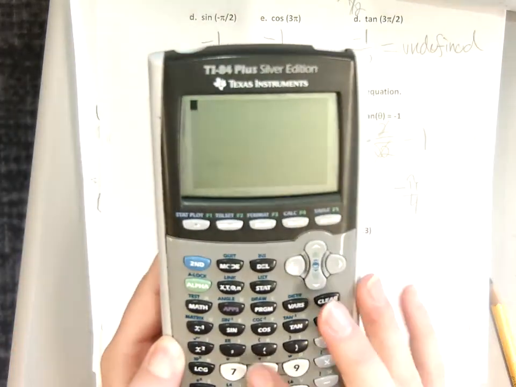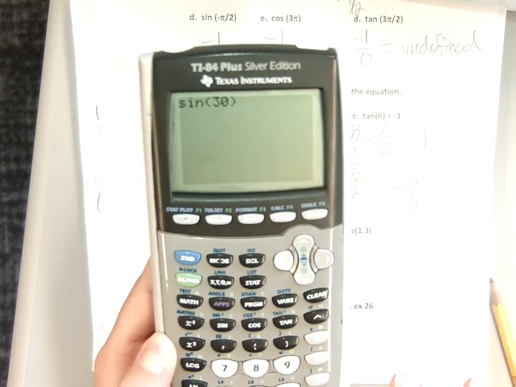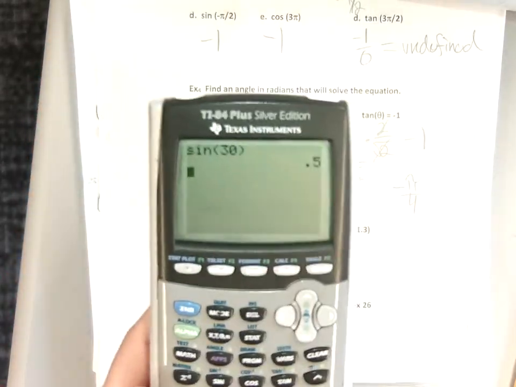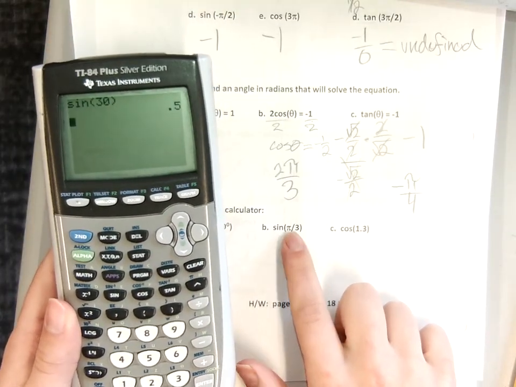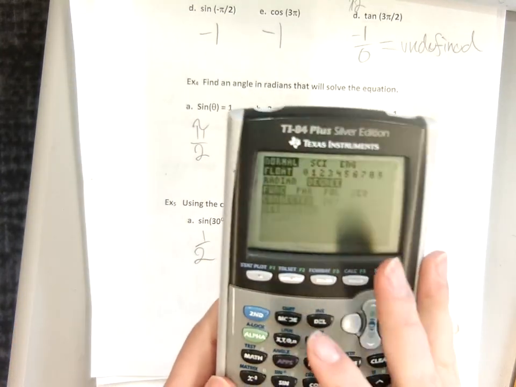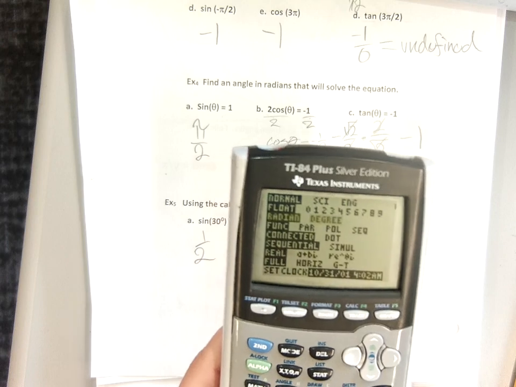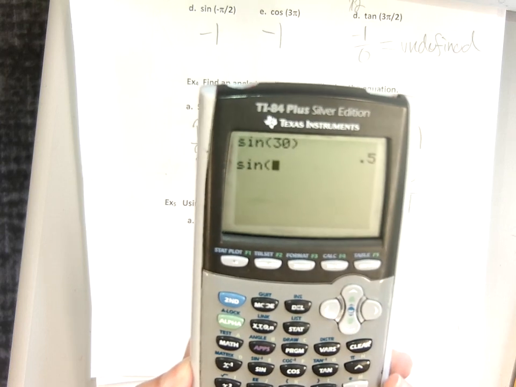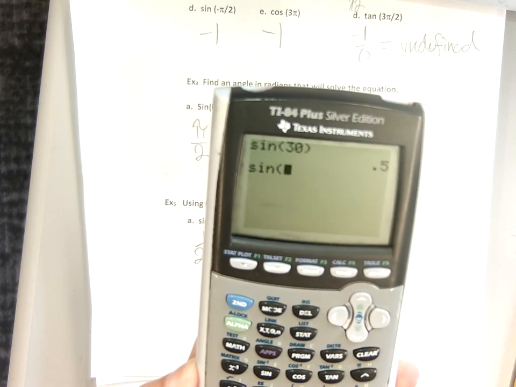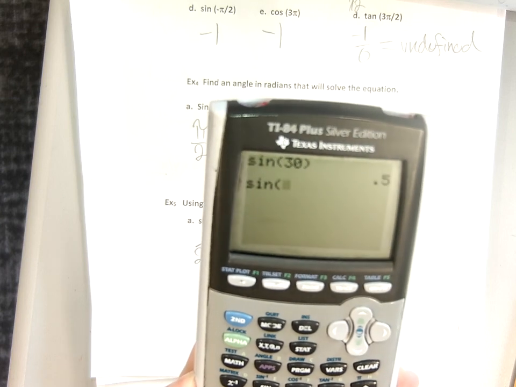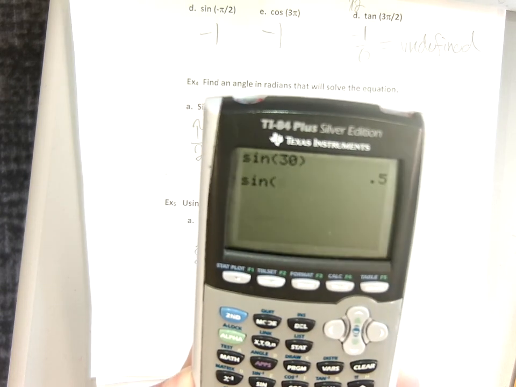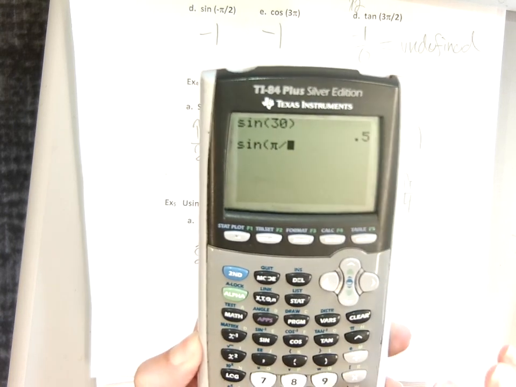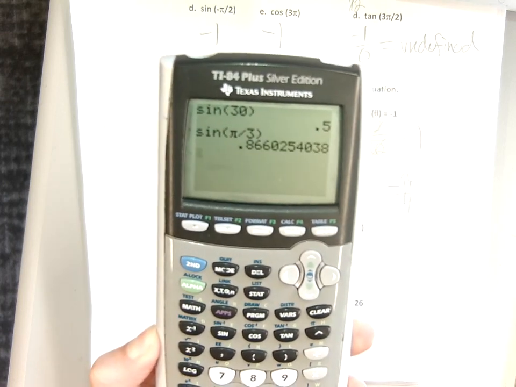And then we input sine of 30, and it's going to give us 1/2. It's the same thing that we got from the circle, right? Same answer. All right, now we want sine of pi thirds, so we're going to go back into mode, change it into radians, and that gives sine. Where's pi? Pi divided by 3. We see a decimal.